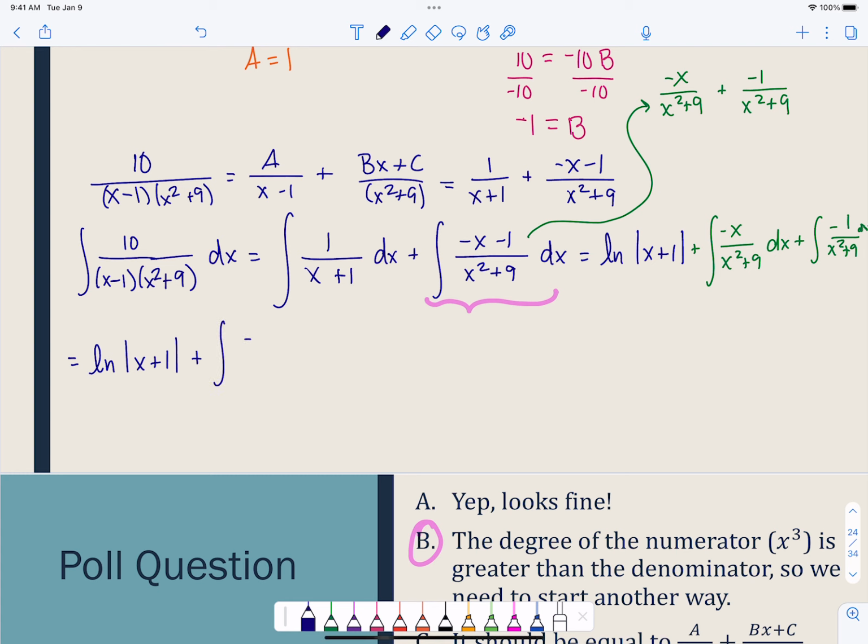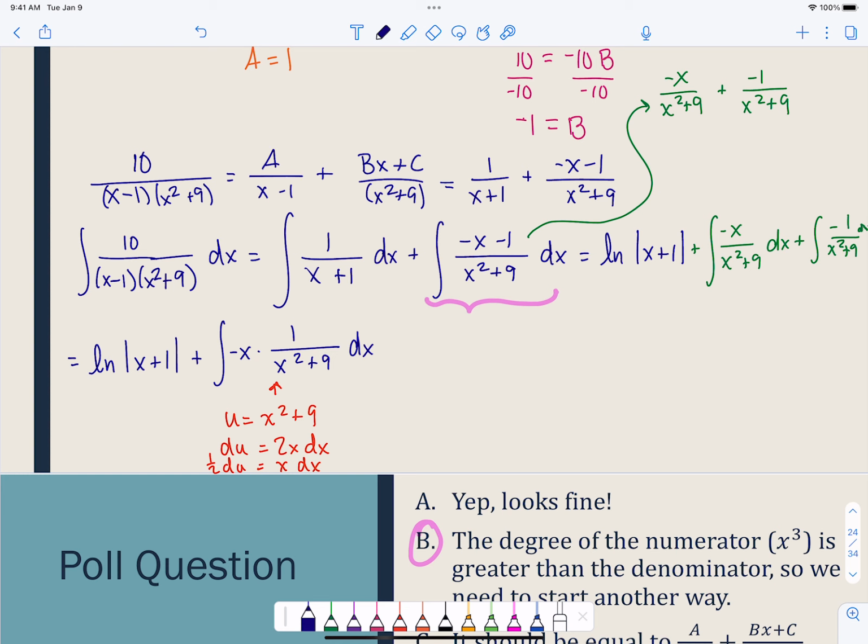And then our first integral, we can split that up just a little bit more to help us see what we need to do here. This one we can do with a u substitution. If we let u be x squared plus 9, du would be 2x dx, or 1/2 du would be equal to x dx.